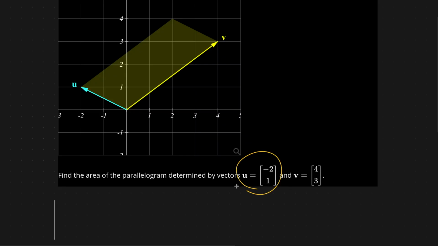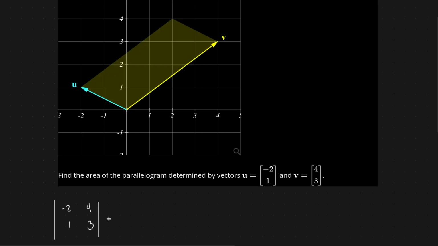Okay? So the first column will be vector u, negative 2, 1. The second column will be vector v, 4, 3. And by the way, it could also be the rows of the matrix, since the determinant of the transpose is equal to the determinant of the original. So if I swap the rows and the columns, it'd be the same thing.